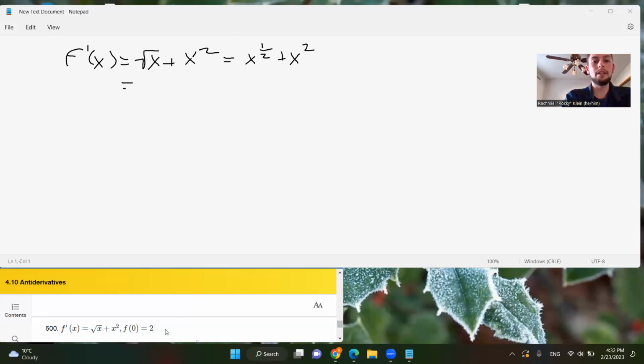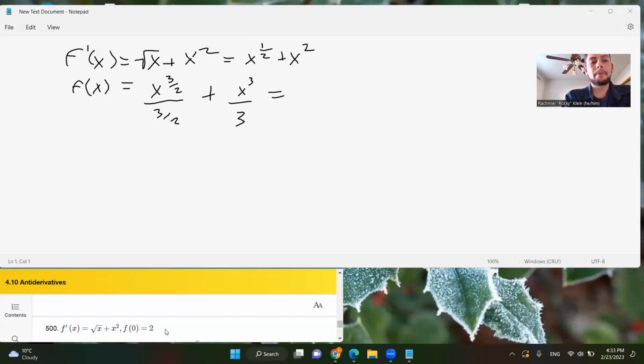So this is going to be equal to, let's apply the power rule to the first term to get the antiderivative. Sorry, this is not equal. The integral, the antiderivative, is equal to, we're going to apply the power rule. So we're going to add 1 to the exponent, which 1 plus 1/2 is 3/2. So that's x to the 3/2 divided by the same thing, 3/2. And then let's add the second term. We apply the power rule, x cubed over 3.